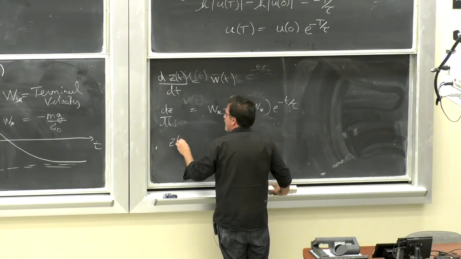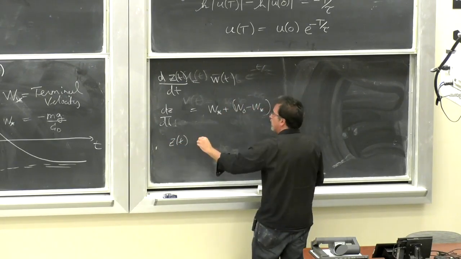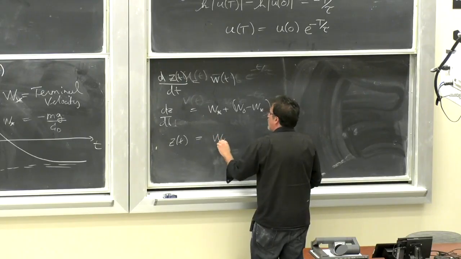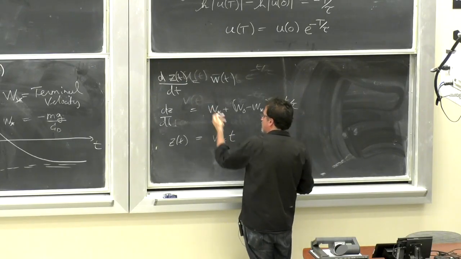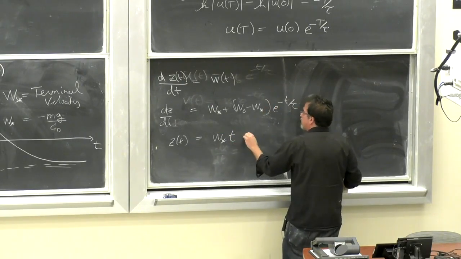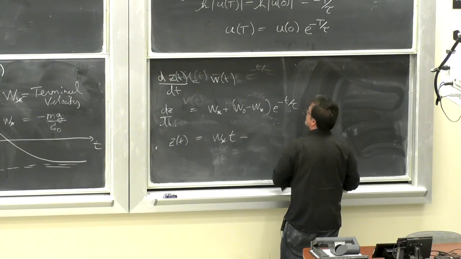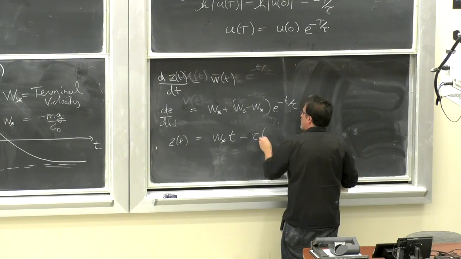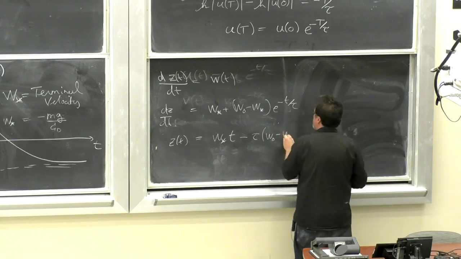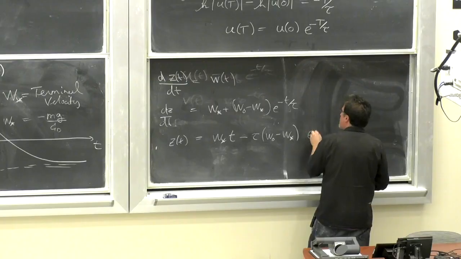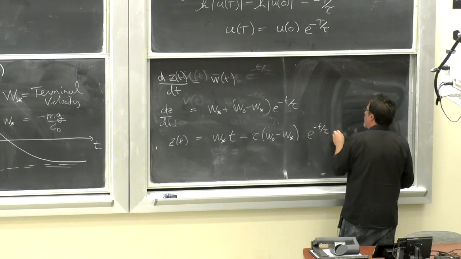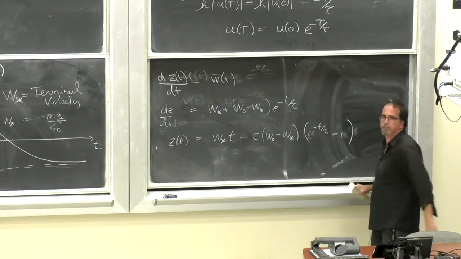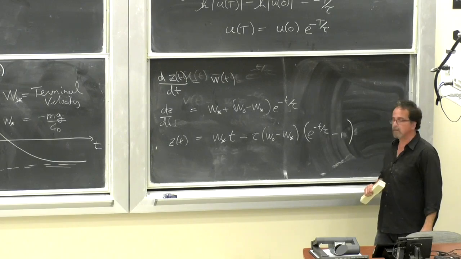That says z of t minus z0, but that's 0, is equal to w star times time, because you integrate a constant, it's just time, t there, minus, when you take the antiderivative of this, it's going to be negative tau times w0 minus w star times e to the minus t over tau minus 1. That e to the minus t over tau minus 1 persists. Okay?